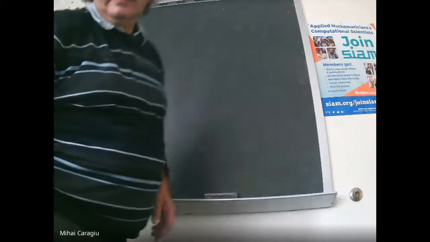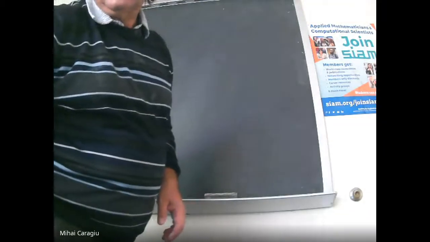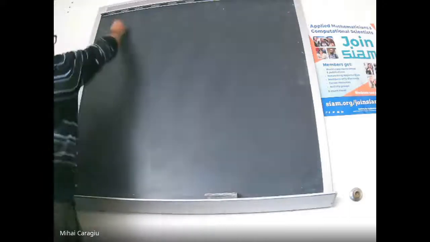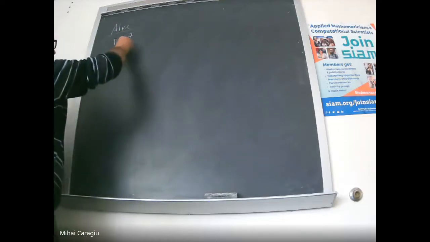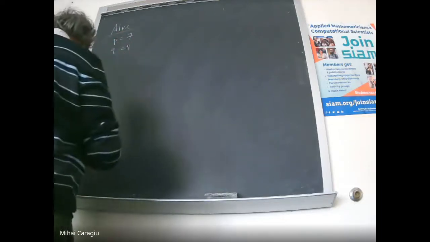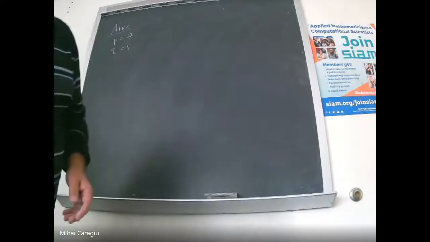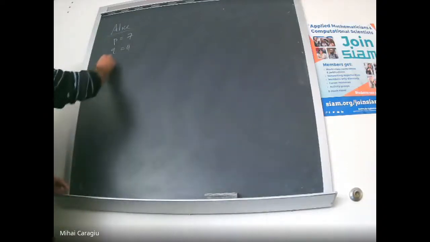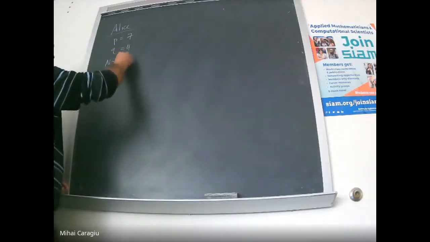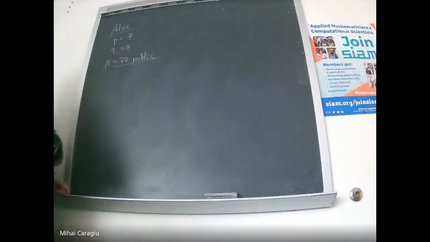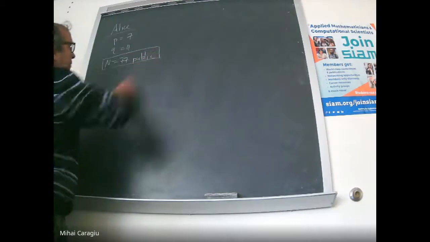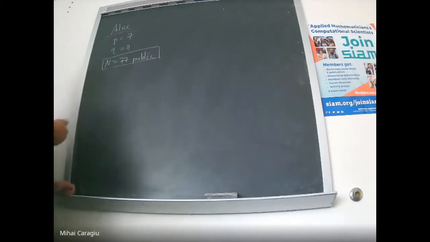Okay, so a concrete example. Alice has p equals 7 and q equals 11. Then n will be 77, and that will be public. Let's mark the elements which are public; the ones which are not marked are not public.